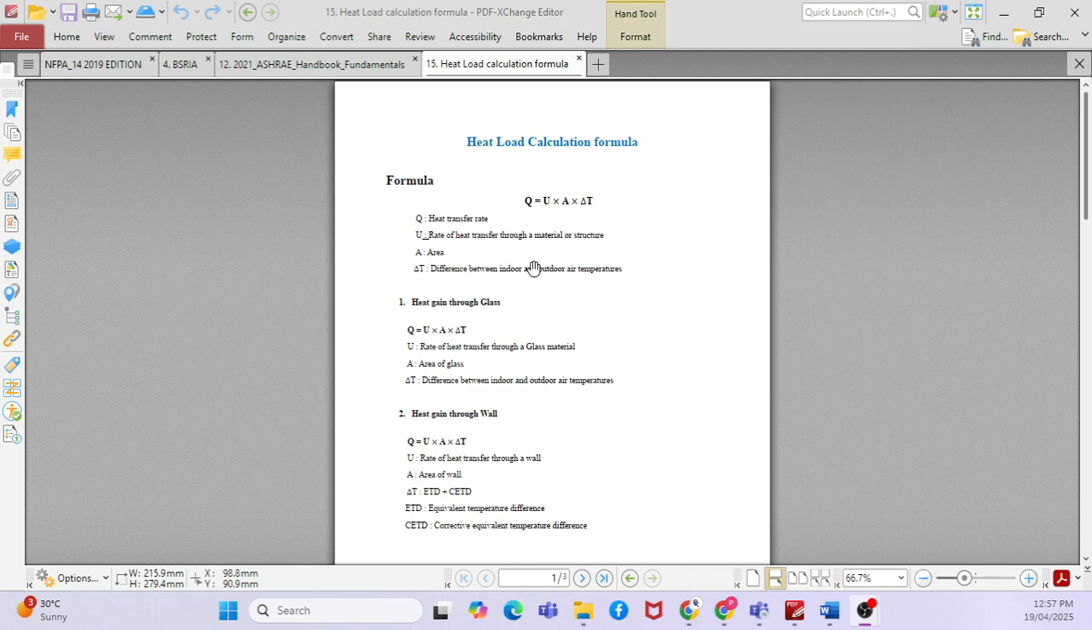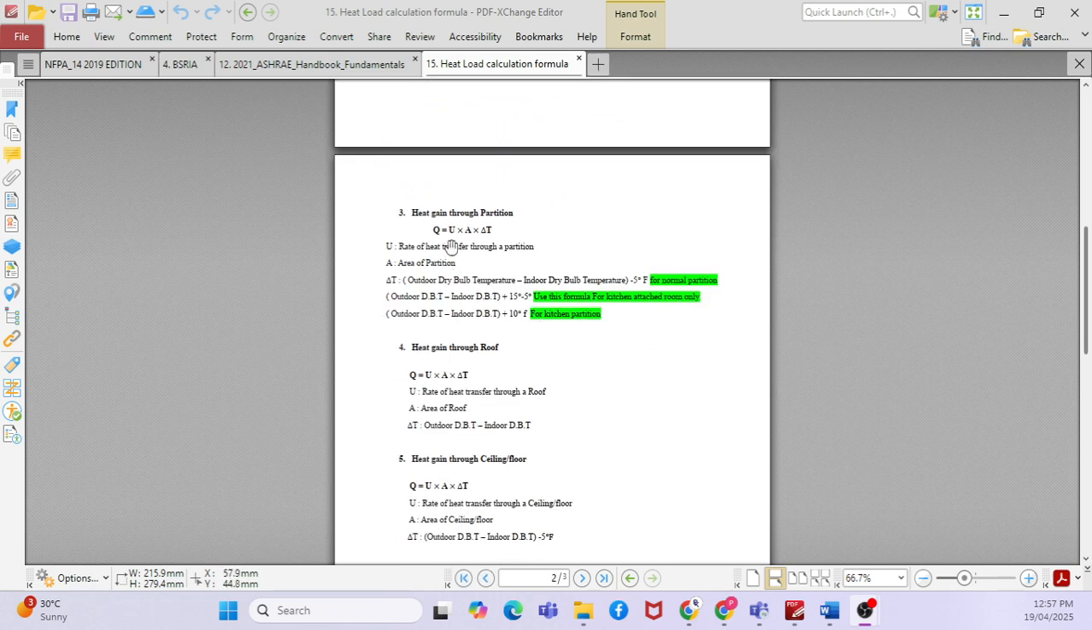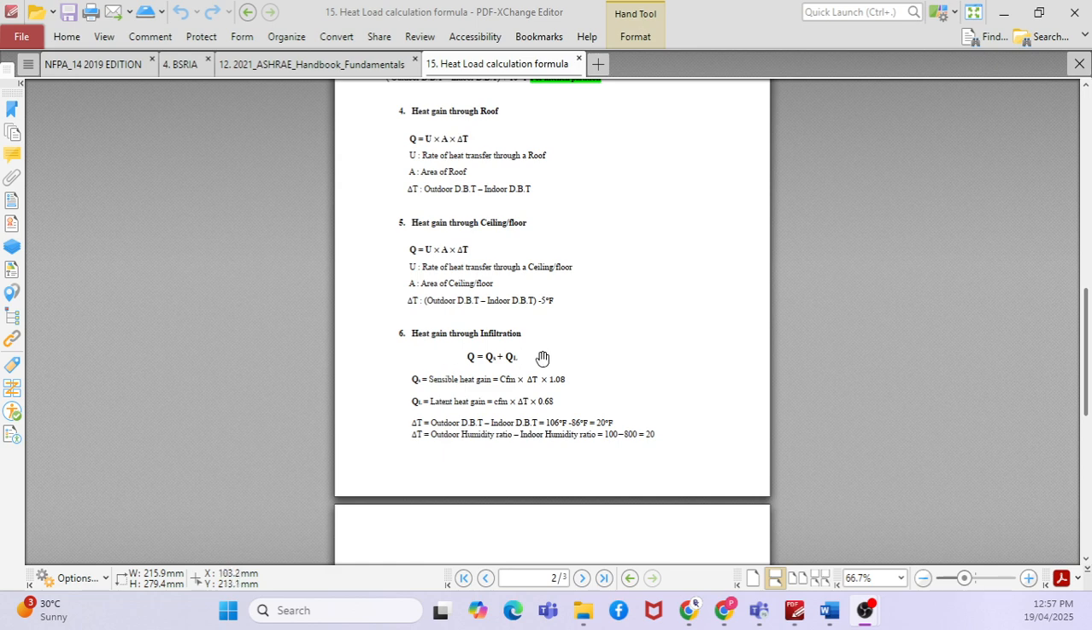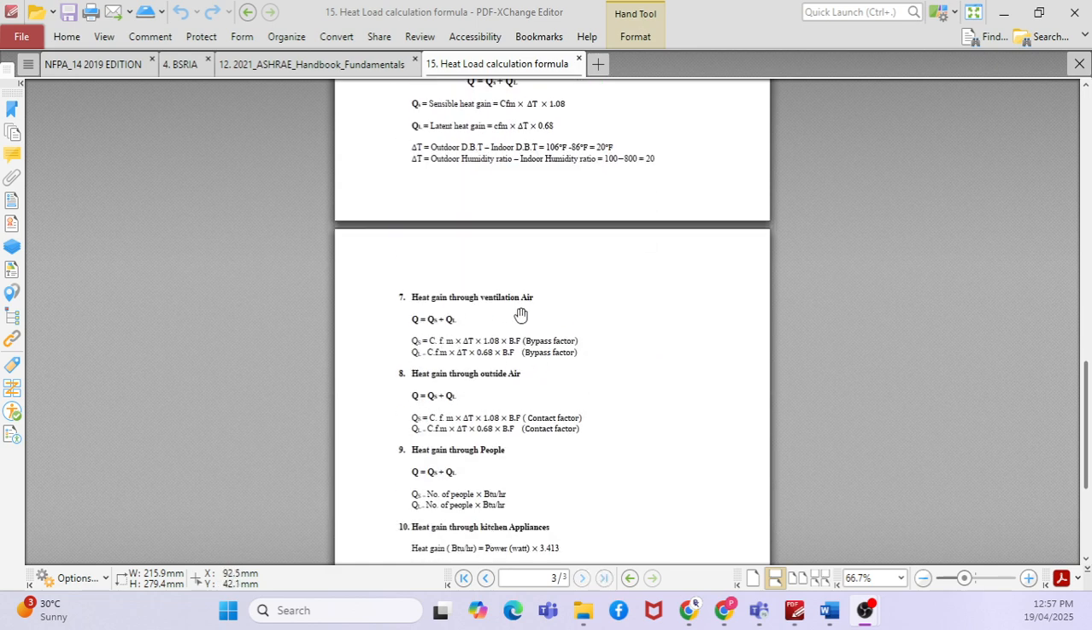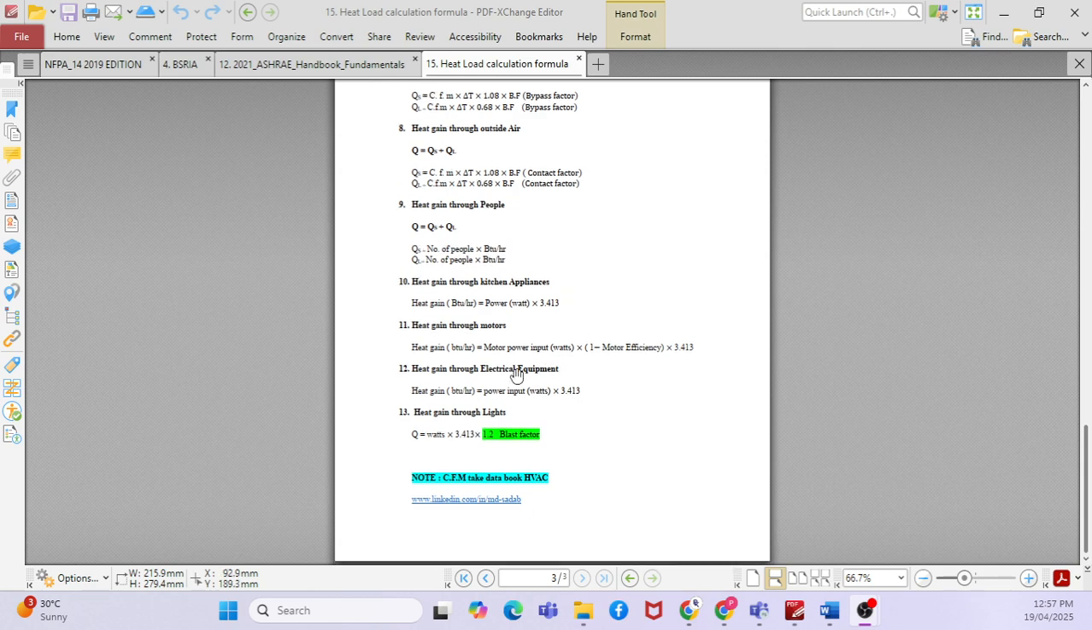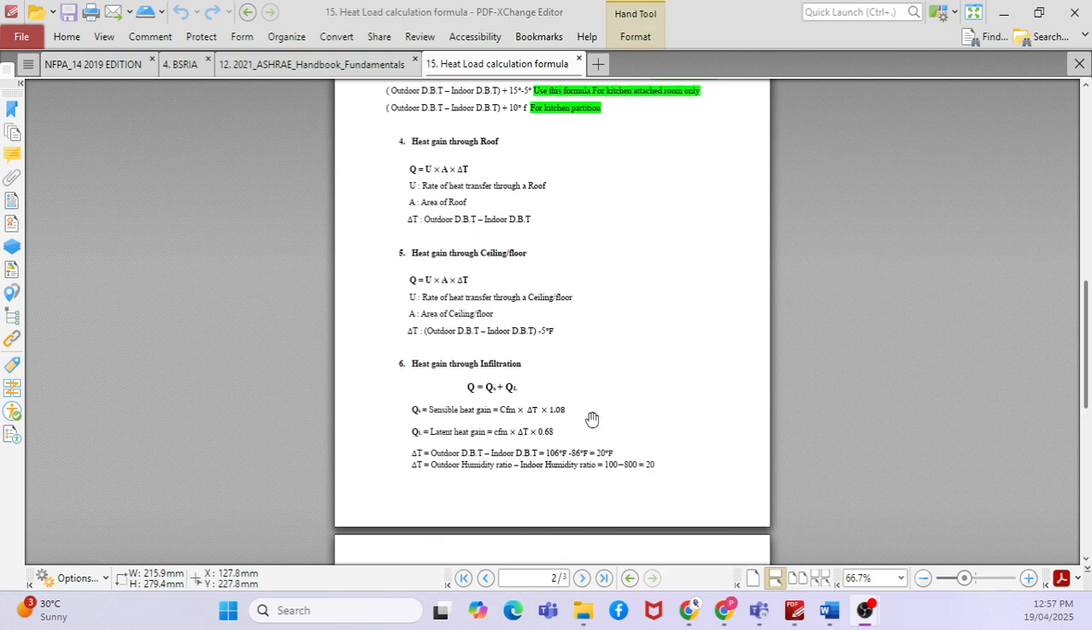Now, when you calculate the total heat inside, the heat comes from the glass, from the wall, through the roof, partitions and the inside ceiling, through equipment, through infiltration, through the ventilation air, outside air, through people, through kitchen appliances, through electrical equipment, through the motors, or through lights. So these are the equations.